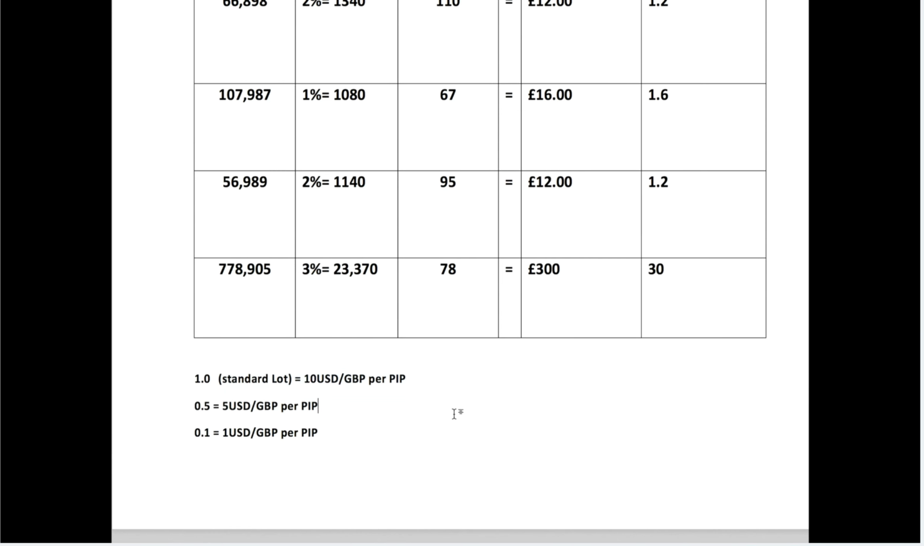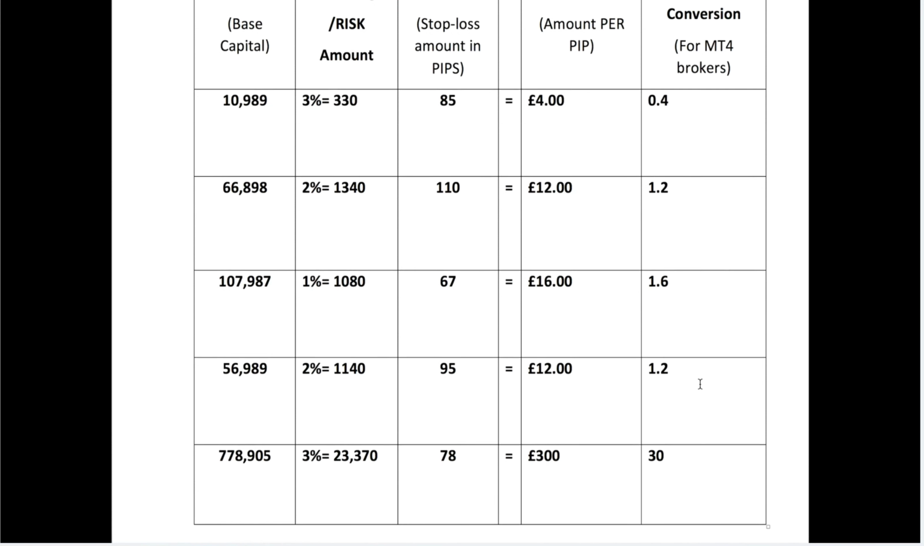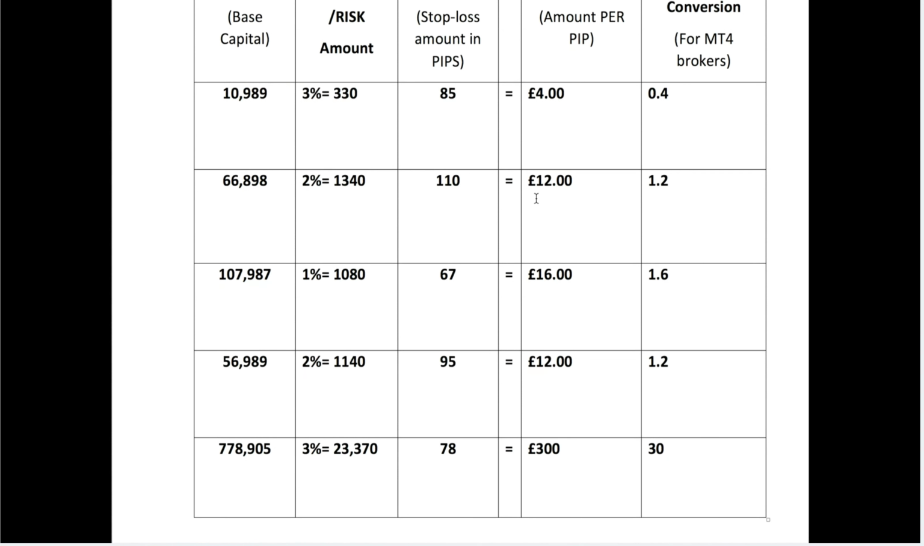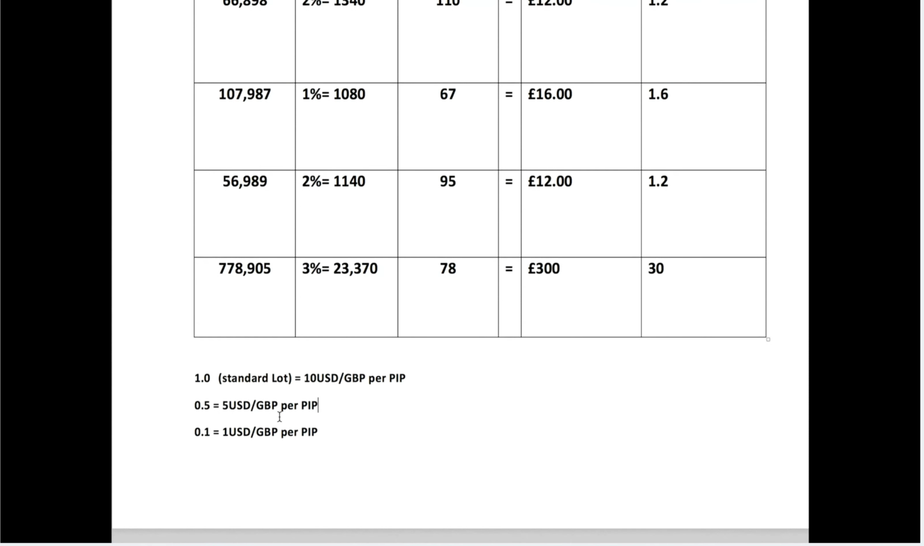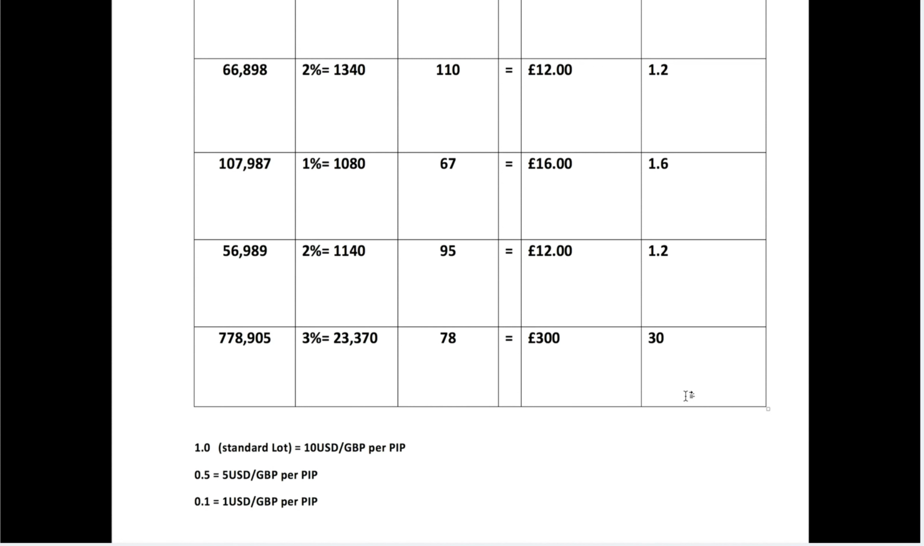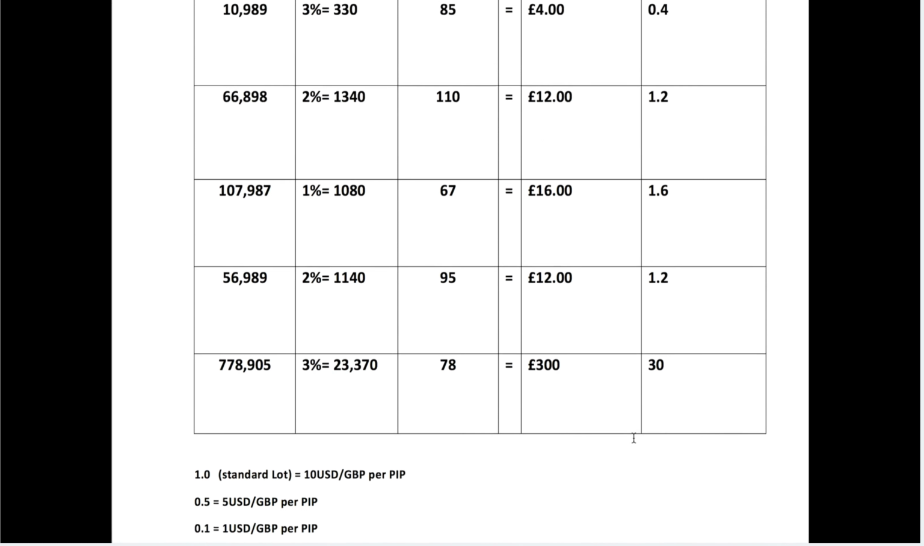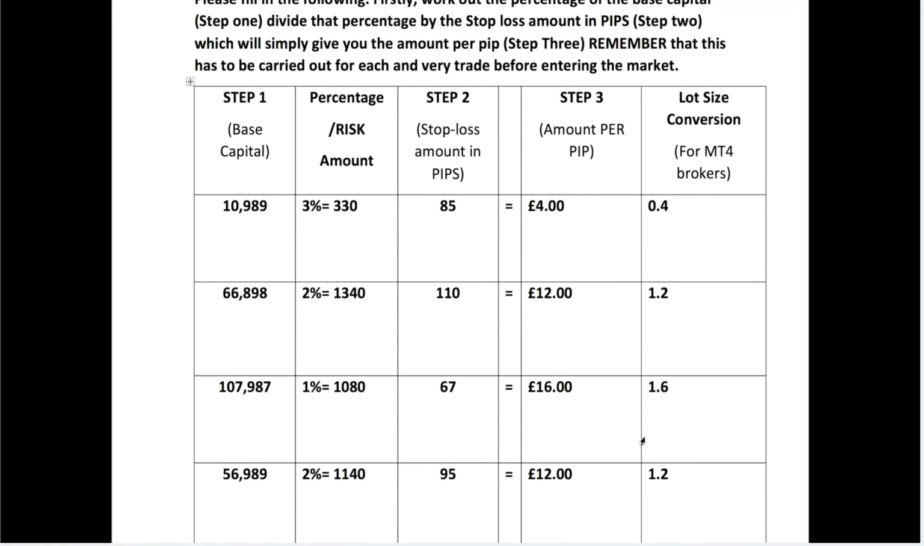So just a quick recap. One standard lot is 1.0. 1.0 or 1 is £10 or $10 a pip. So here 12 is 1.2 because 0.5 is $5, 0.1 is $1. So let's say we had £19 a pip, it would be 1.9. Let's say we had £21 a pip, it would be 2.1. So that's money management there.